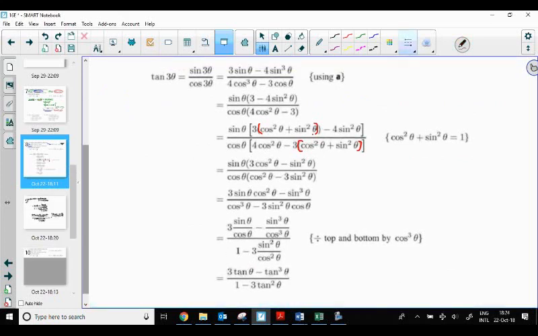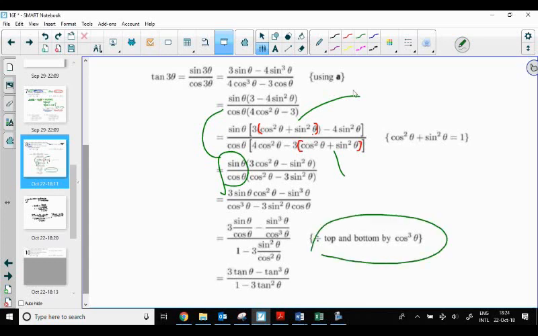Now, if you're sitting there thinking, man, I would have never thought to do this step here, to put in that cosine squared plus sine squared, or I would have never thought to redistribute the sine cosine that I had just factored out earlier, or to divide both top and bottom by cosine cubed, I don't think you're alone in that. This is a particularly disgusting manipulation of algebra.